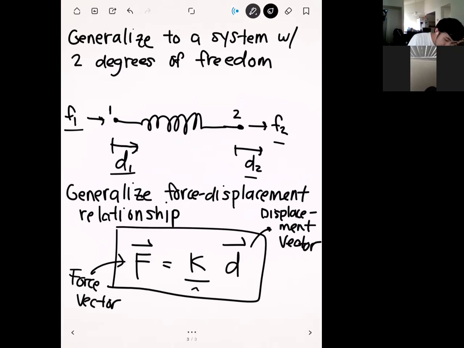And then instead of a single spring constant, in order to make the math work between these two vectors, what we have instead is what's called the stiffness matrix. Even though it's a matrix instead of a number, it's going to play the same role as our spring constant, as in it's going to relate the applied forces to all the displacements that result from that. Any questions on this?